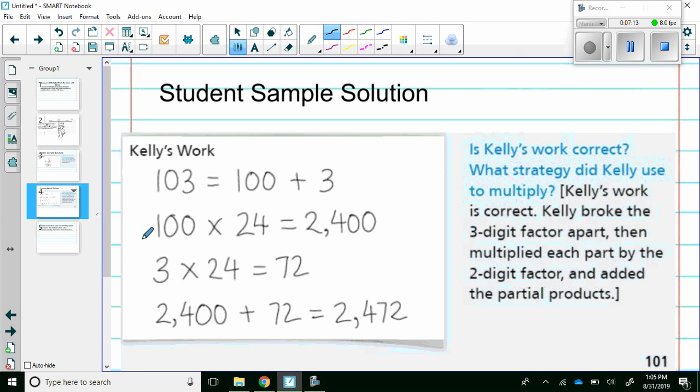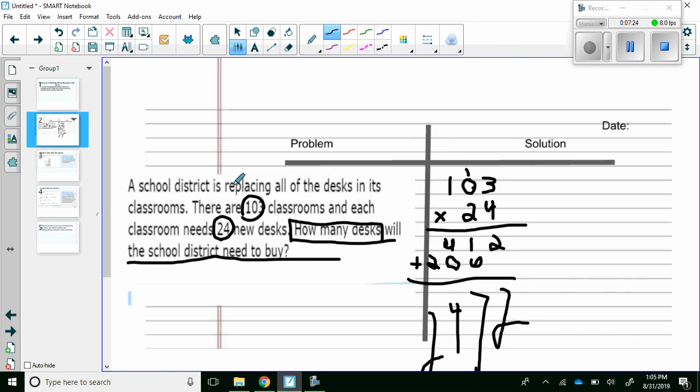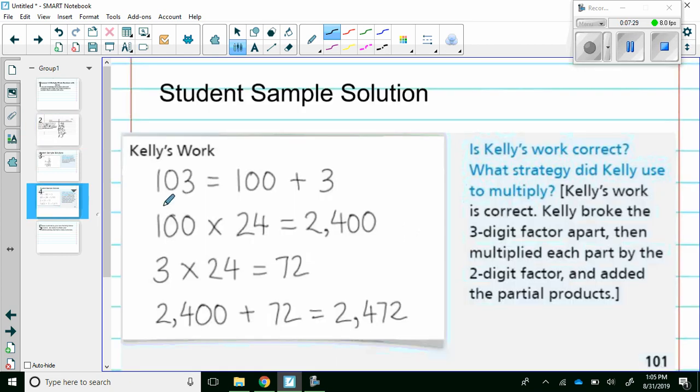Kelly's work is a little different. She used partial products. This is another great way to multiply. The way she did it is she went back to the original problem, which was 103 classrooms that needed 24 desks each. So she took 103 and broke it up into partial products. She took it as whole numbers using place value. She knew she had 100 plus 3. Notice that she isn't adding any tens because she does not have tens in her number.